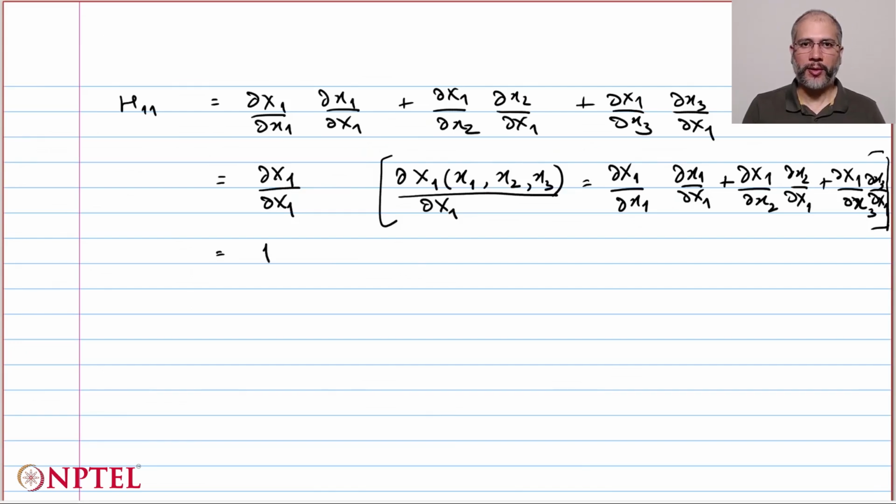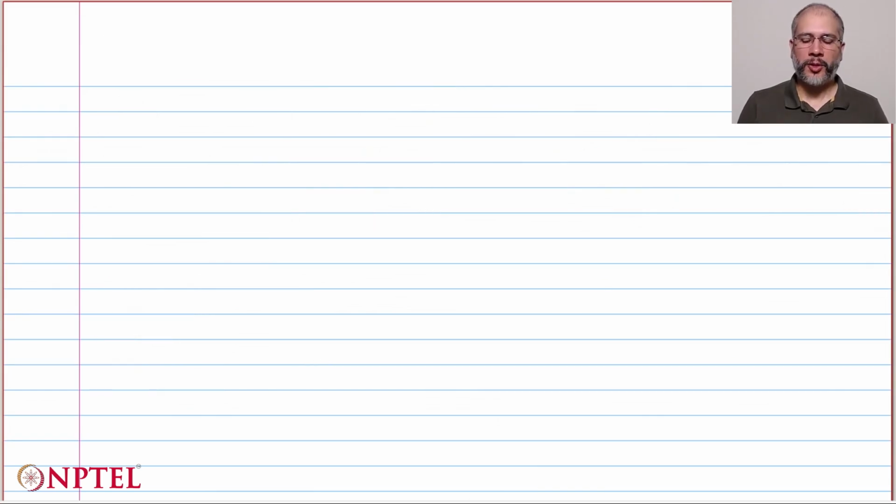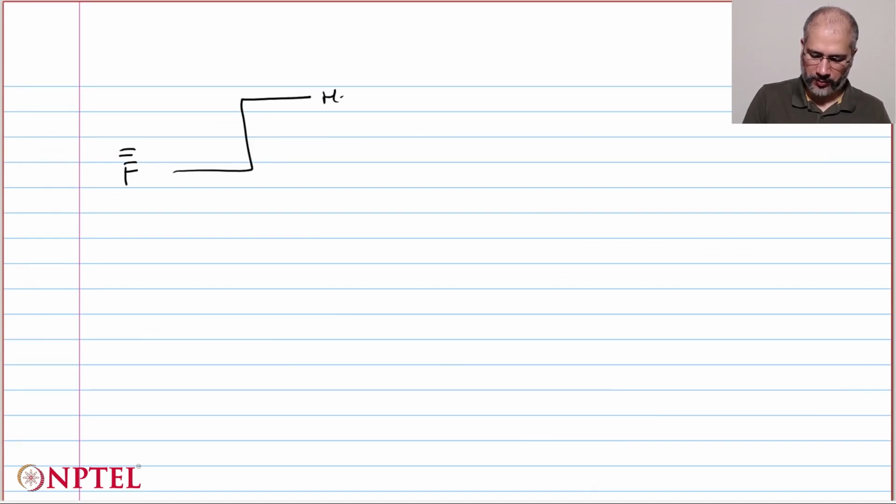And similarly, you can find the other components of H and you will see that the H tensor comes out to be the identity tensor. Which means that G and F are inverses of each other. So I'll summarize that capital X_{A,i} is nothing but F inverse. Now this deformation gradient tensor F can either be homogeneous or non-homogeneous.